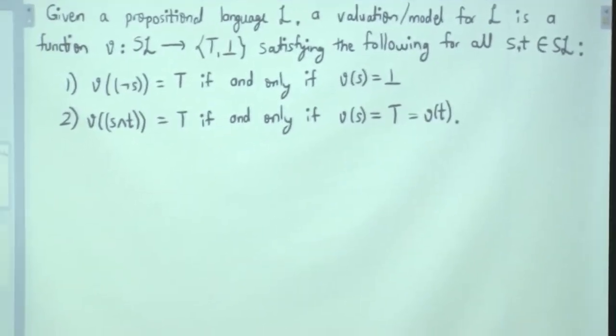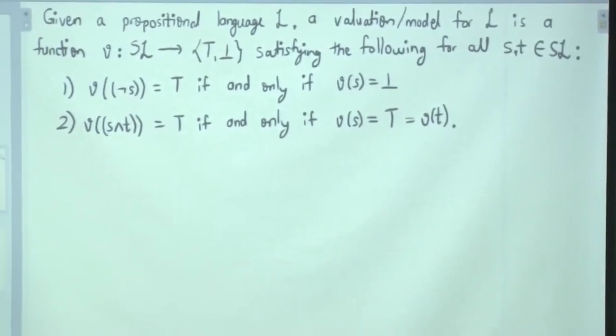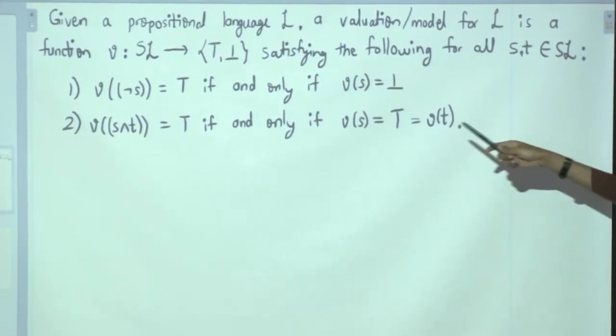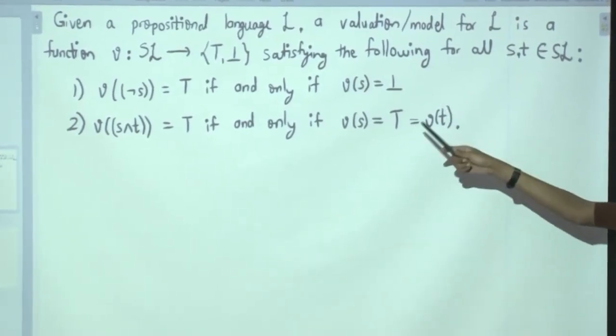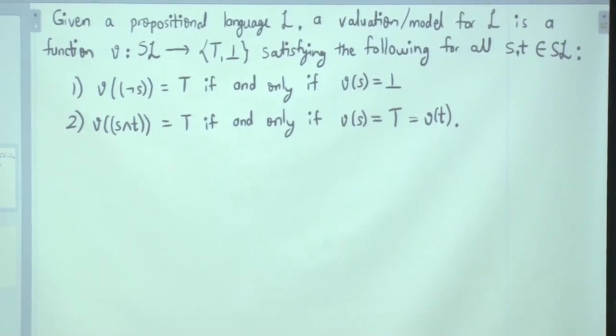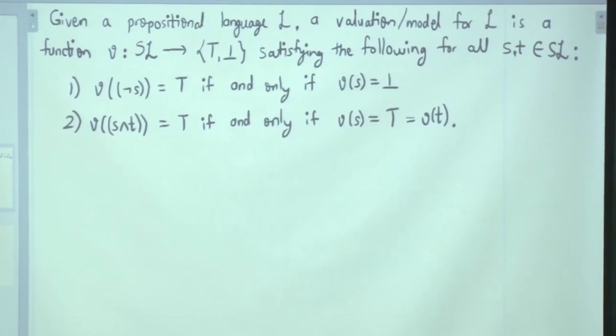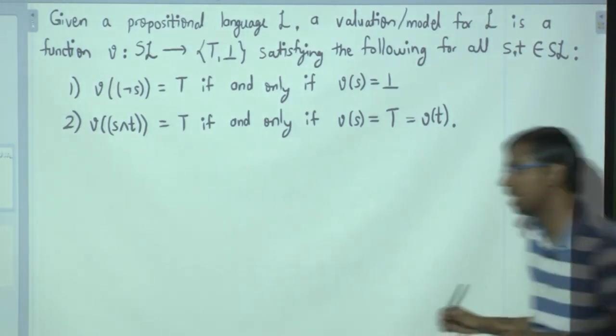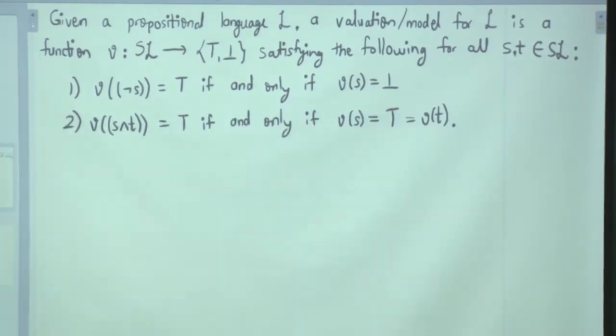Okay? So, yesterday we also defined a valuation or a model. A valuation or a model is a function from the set of L formulas to true and false. So, we assign a truth value to each formula in such a way that negation always gets the other truth value and conjunction gets truth value true if and only if both the statements are true. Any questions about this? Okay, now tell me. Is L a subset of SL?